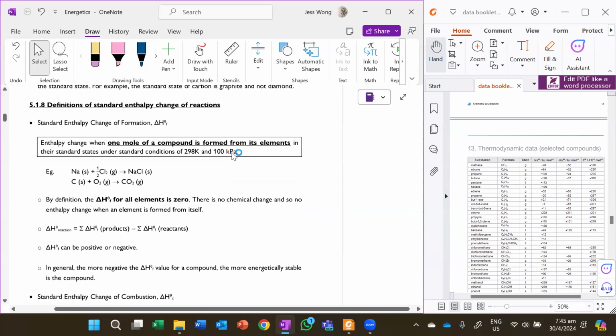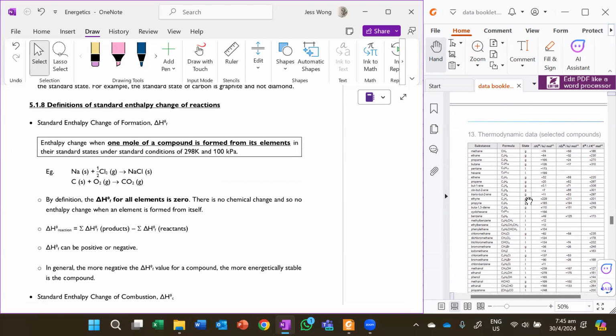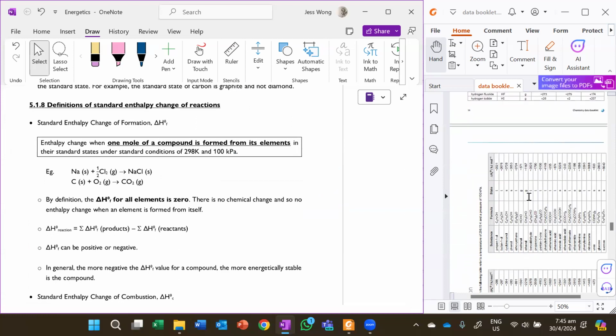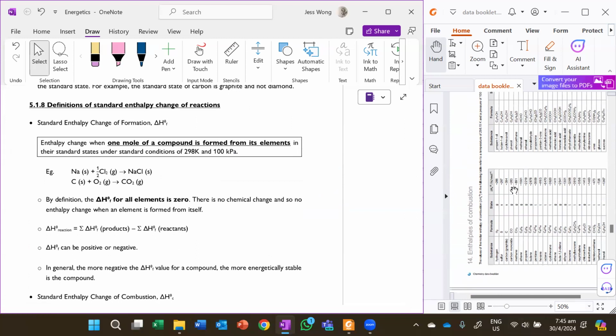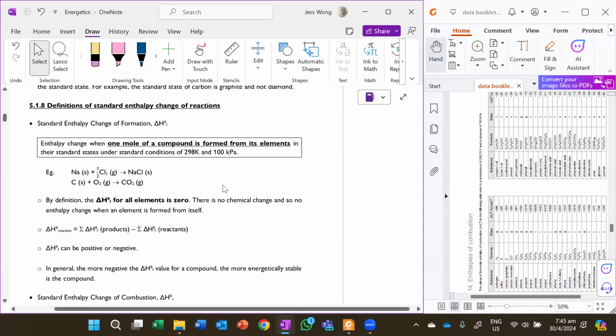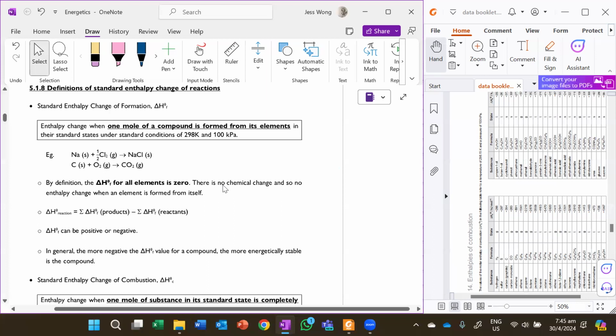All right, now there are a few types of enthalpy changes. If you look at the data booklet, you will see that there's delta H formation and delta H combustion on table 14. So what exactly are the delta H formation and combustion? Delta H formation is when 1 mole of compound. So we are looking at 1 mole, and therefore the unit is kilojoules per mole.